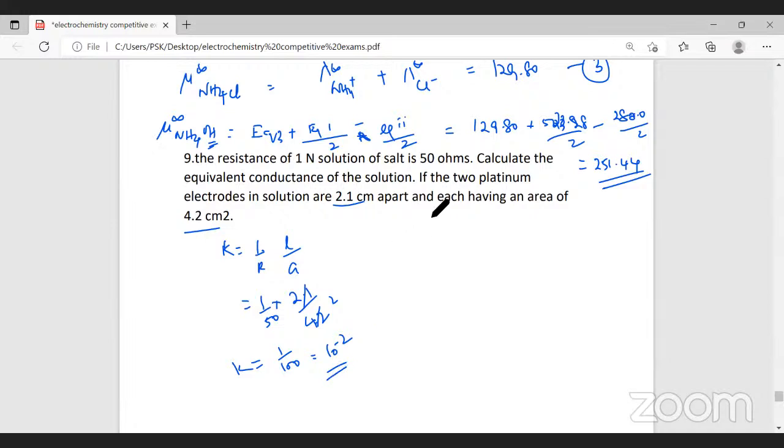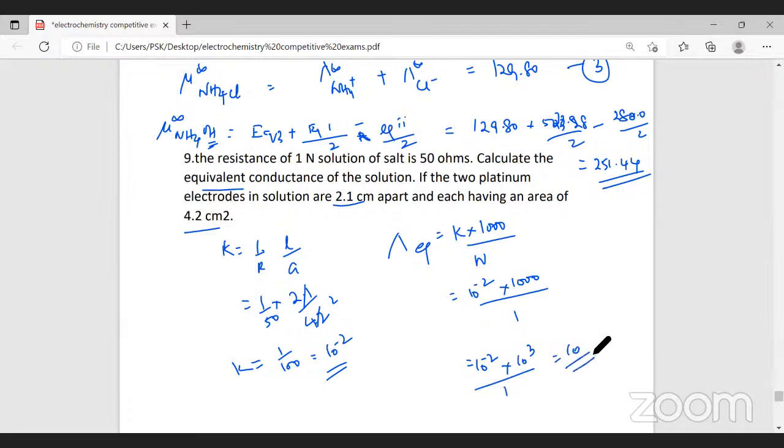Correct? Now, what are they asking you to calculate? Equivalent conductance. How do I calculate equivalent conductance? It's given by the formula specific conductance into 1000 divided by normality. Specific conductance is 10 to the power minus 2 into 1000 divided by normality, which is 1. So we can write 10 to the power minus 2 into 10 to the power 3 divided by 1. So it'll be 10. The answer is 10 Siemens centimeter square per equivalent. Did you follow?